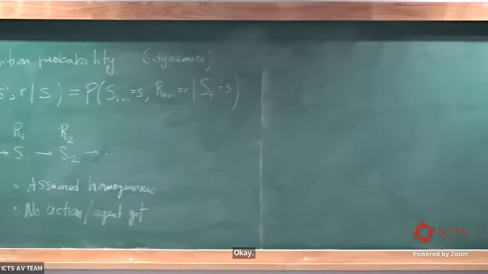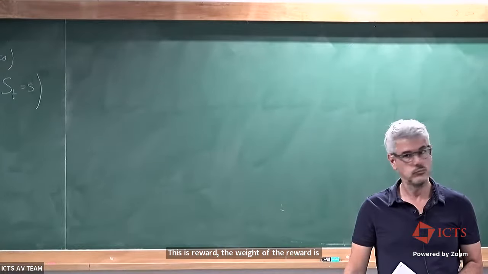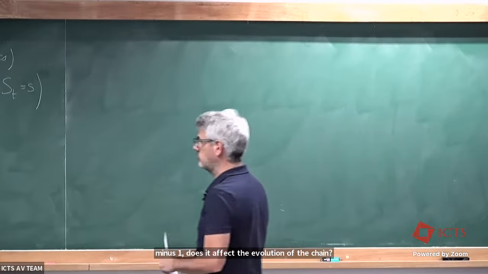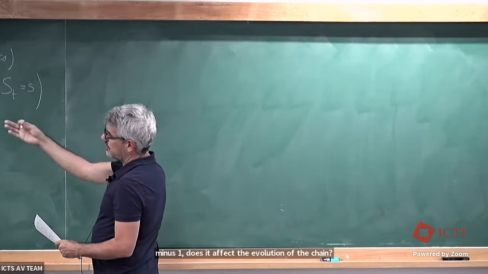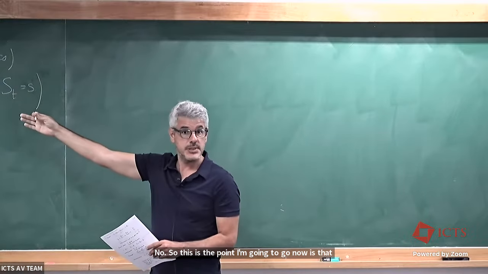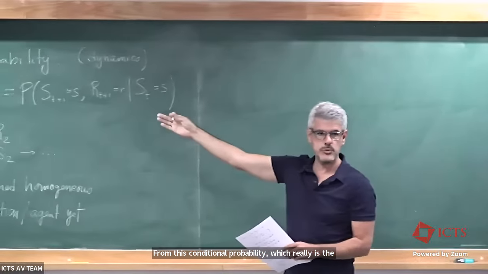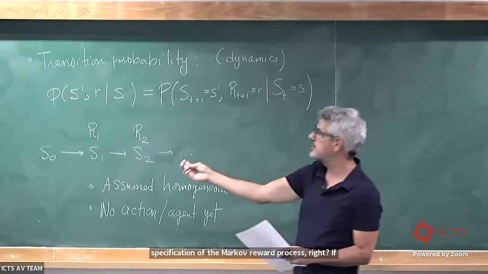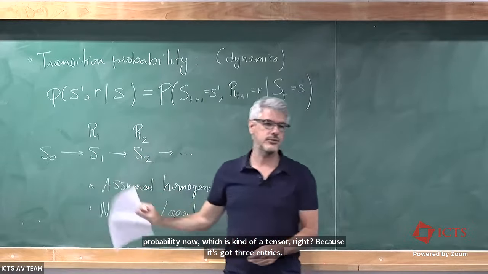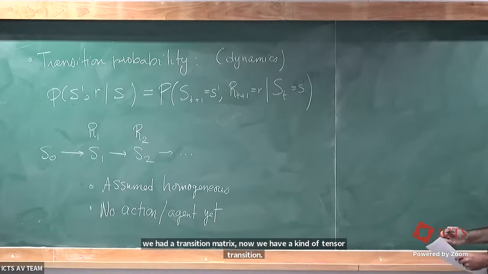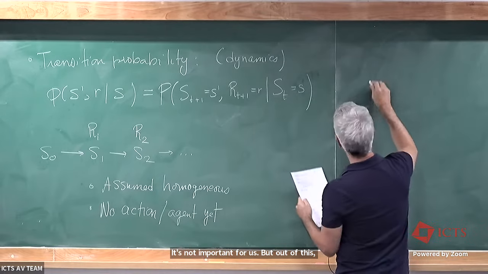The way that the reward is correlated with S_t and S_{t-1}, does it affect the evolution of the chain? It doesn't so far. There's no effect. So this is the point I'm going to now: from this conditional probability, which really is the specification of the Markov reward process, if you give me the entries of this transition probability, which is a kind of tensor because it's got 3 entries, before we had a transition matrix, now we have a kind of transition tensor. It's not important for us, but out of this I can calculate reduced conditional probabilities.